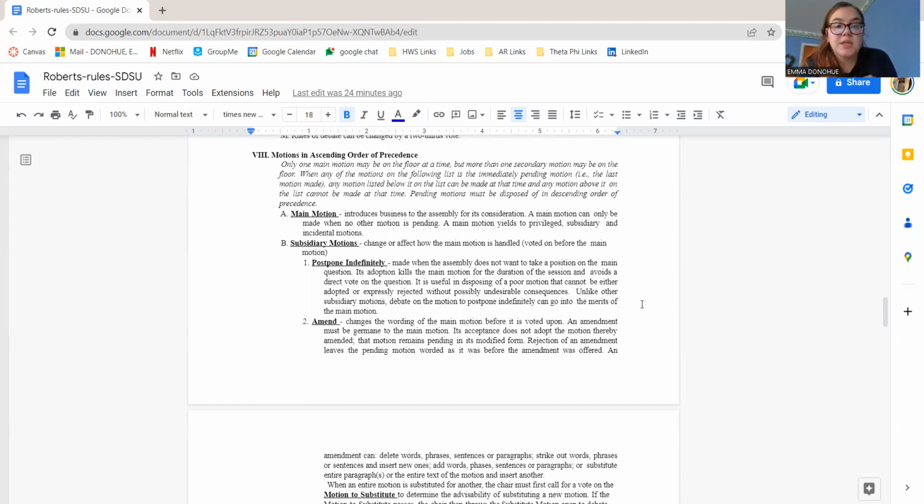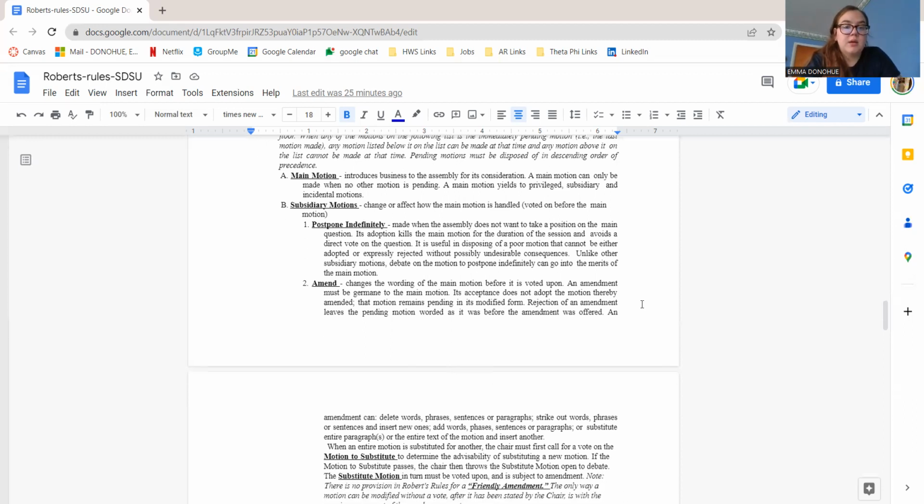Pending motions must be disposed of in descending order of precedence. So the first motion is the main motion. It introduces business to the assembly for its consideration. A main motion can only be made when no other motion is pending. A main motion yields to privileged, subsidiary, and incidental motions. So subsidiary motions change or affect how the main motion is handled and voted on before the main motion.